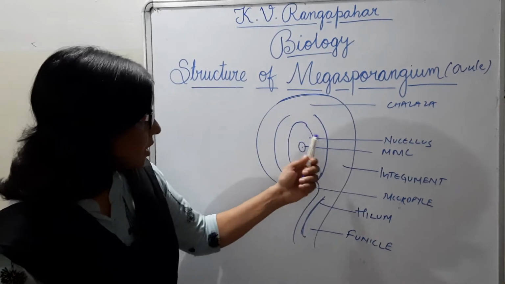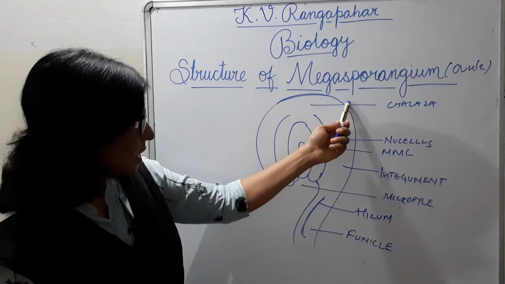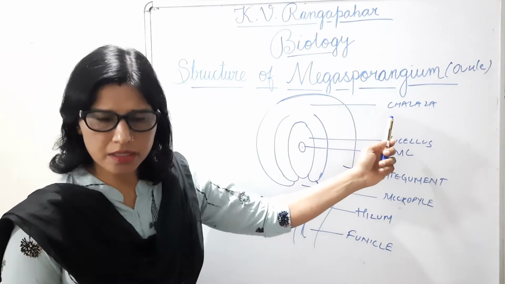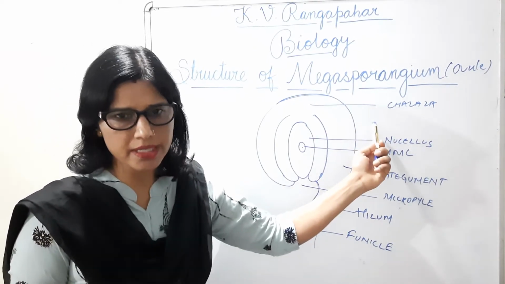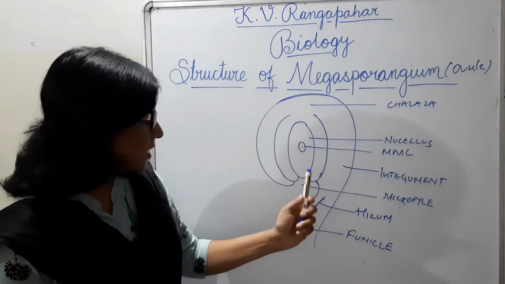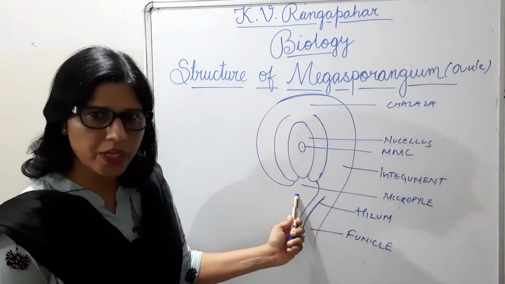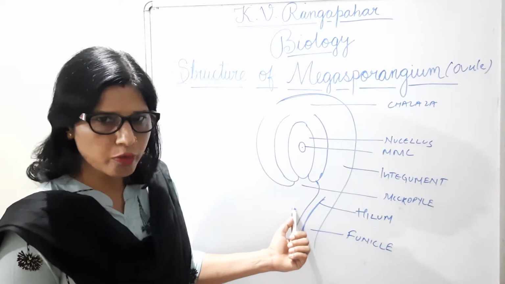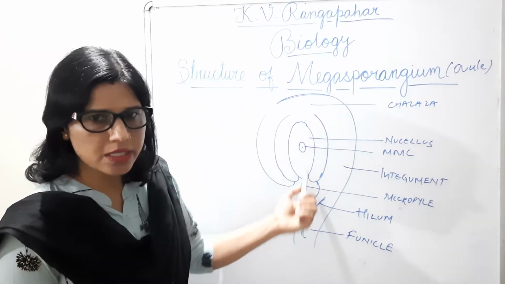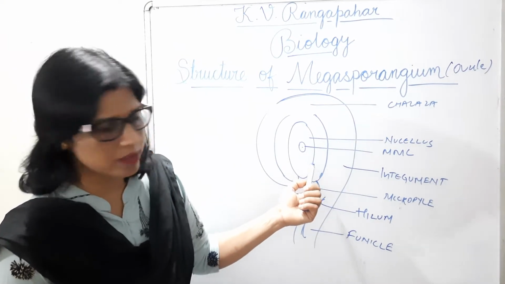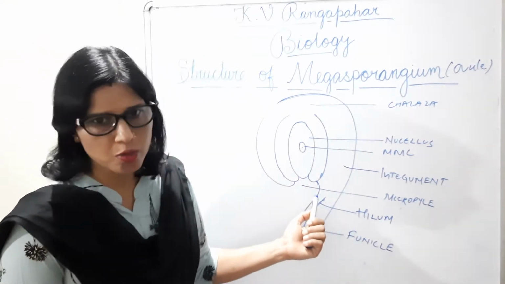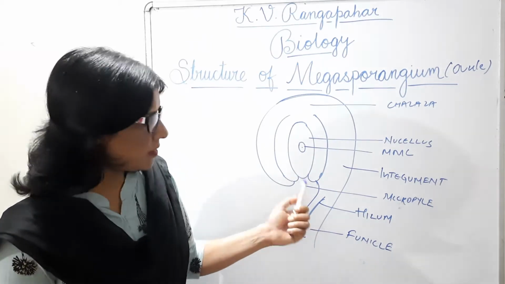Next part to the integument is chalaza, which is present at this end, that's why it is called as chalazal end. Opposite to the chalazal end, there is presence of an opening which is called as micropyle, and this is the part through which the pollen tube will enter inside this ovule for fertilization. Because of the presence of this micropyle, this end is also called as micropylar end.